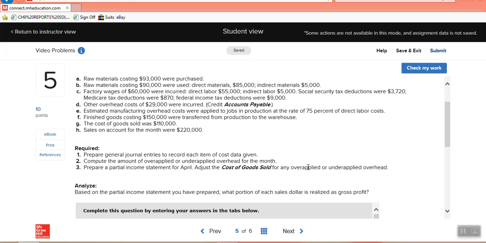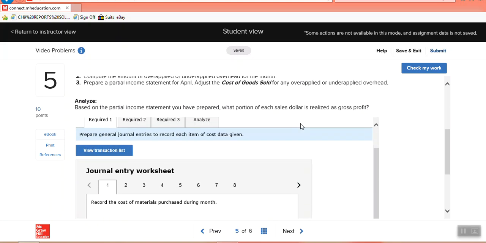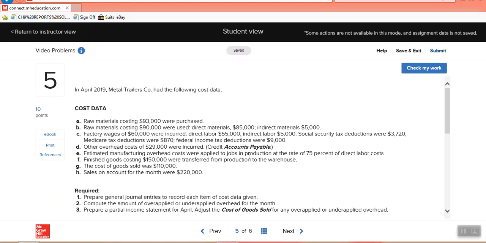Prepare general journal entries to record each item of cost data. We've got to compute the overhead that was underapplied or overapplied, and then prepare a partial income statement for April. All right, so the first thing we're supposed to do are our journal entries. So this is prepare journal entries to record each item of cost data given.